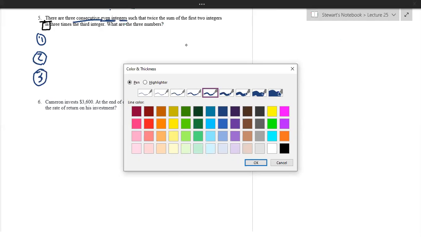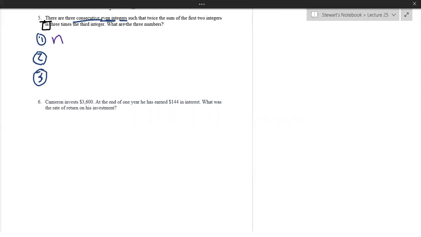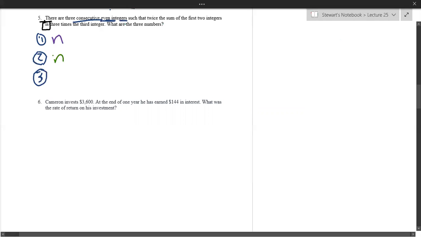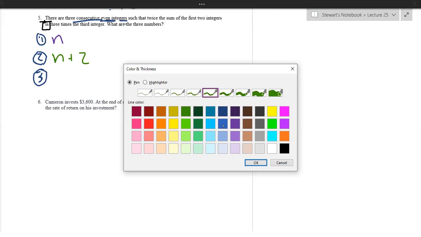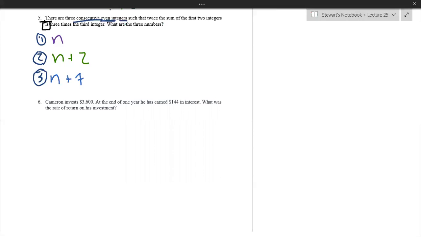So if we want to think about this one, we can call the first one n. But to get to the next even integer, if you think about the pattern we just did, you'd have to add 2 to it. So that'd get you to the next even integer. And then to get to the next one after that, you would have to add 4, because it'd be n plus 2 plus 2. So this one would be n plus 4.